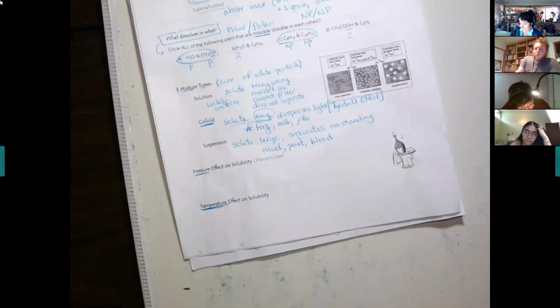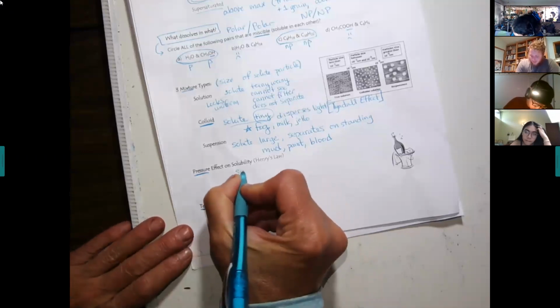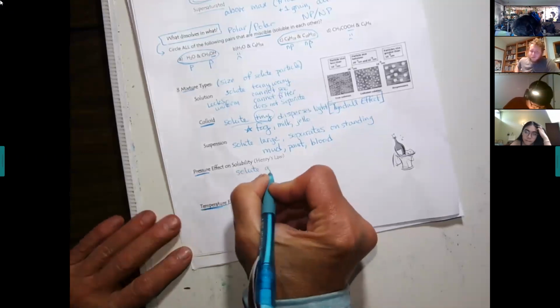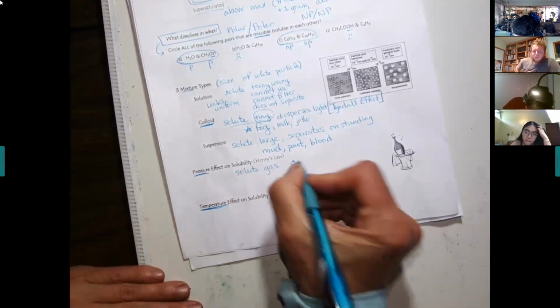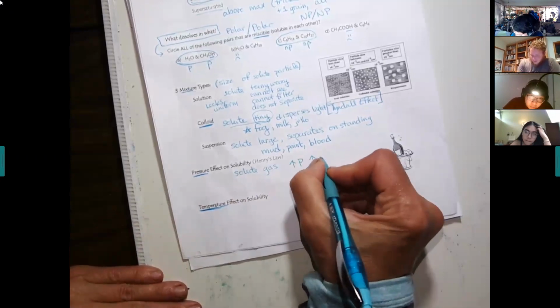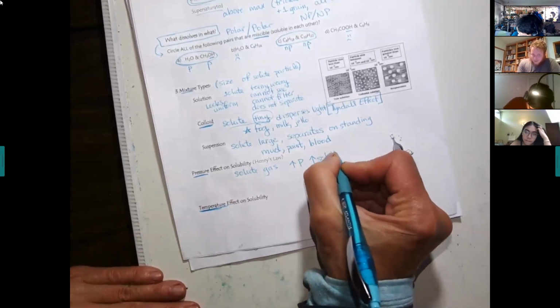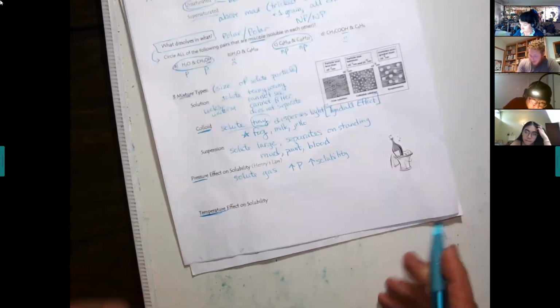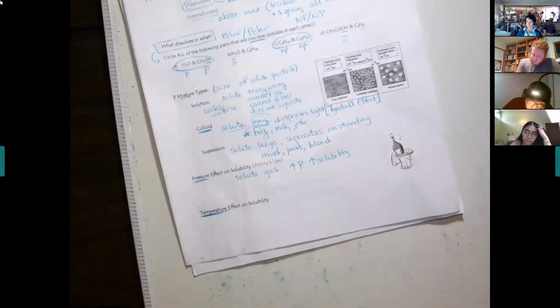So pressure, you guys actually know both of these effects. Pressure's mostly on a gas. So if the solute is a gas, as you increase the pressure, you're going to increase the solubility. And that is why the champagne is shown as a picture over here. It's the same with soda: when you open it, it pops off and you hear a fizz, or a champagne bottle. They use pressure to push the CO2 into the soda or champagne.